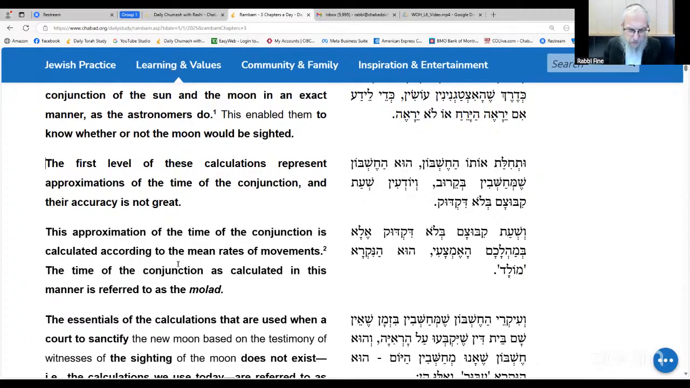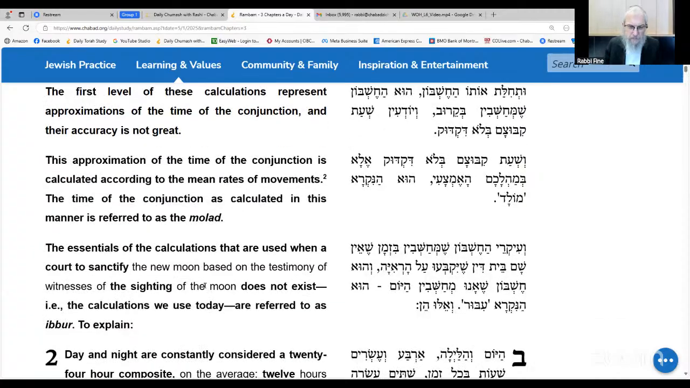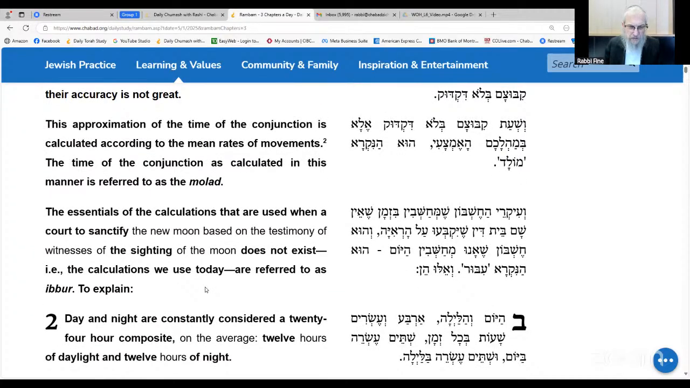The first level of these calculations represents approximations of the time of the conjunction; their accuracy is not great. This approximation of the time of conjunction is calculated according to the mean rates of movements. The time of conjunction calculated in this manner is referred to as a molad. These are the essentials of the calculations that are used when a court to sanctify the new moon based on the testimony of witnesses, the sighting of the moon, does not exist. The calculations we use today are referred to as ibur.